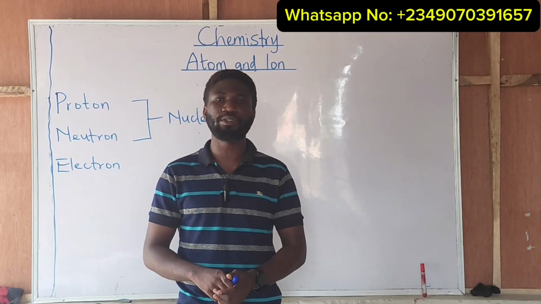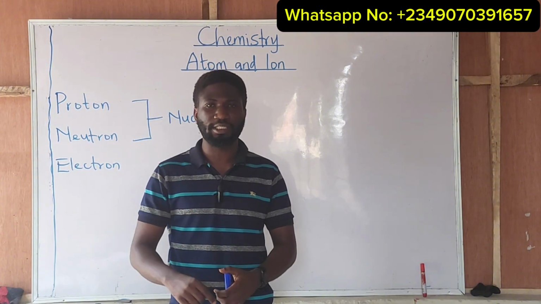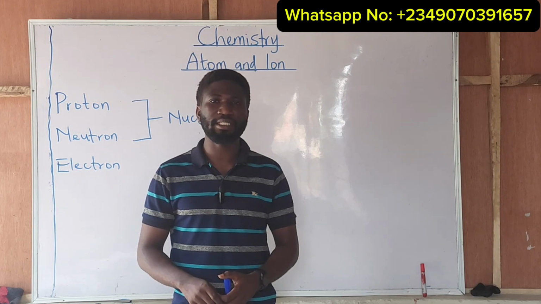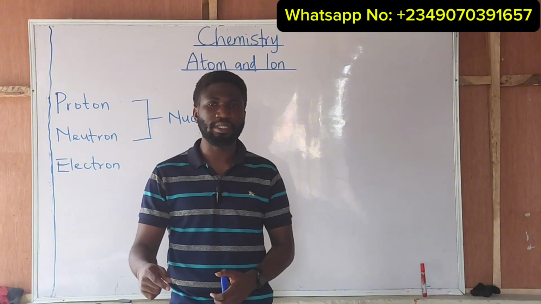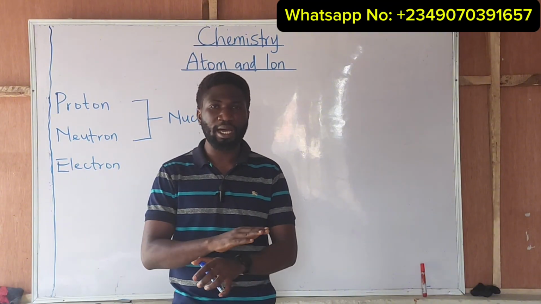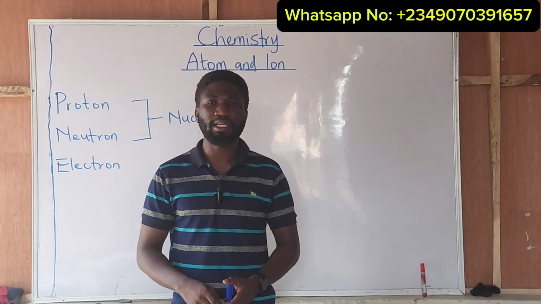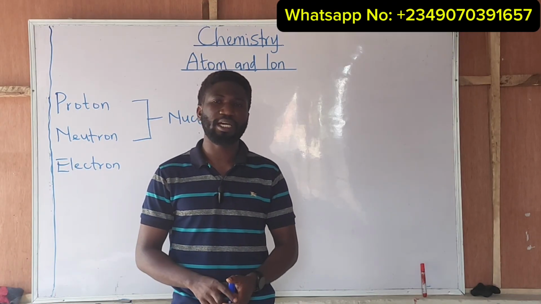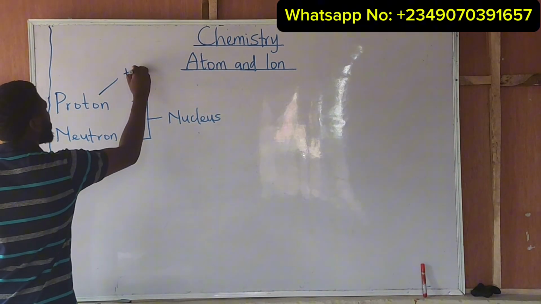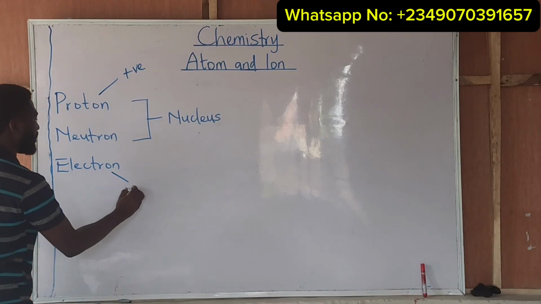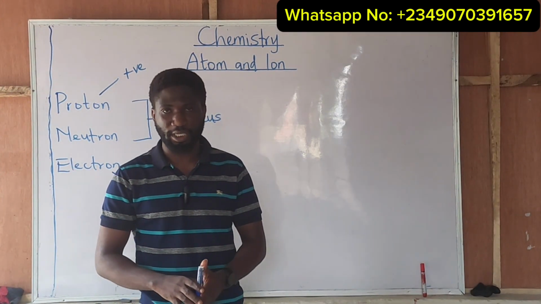The next thing we also need to take note of is that proton and electron, they are electrically charged. So what I mean by that is that proton has a charge, electron has a charge, but neutron has no charge. Proton is said to be positively charged, electron is said to be negatively charged, and neutron, like I said, has no charge.